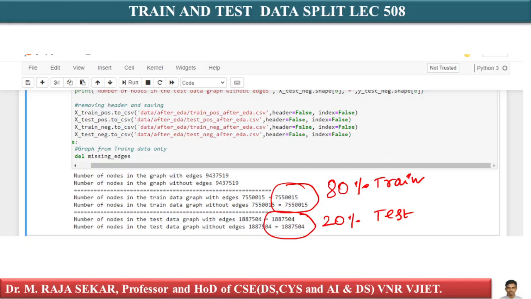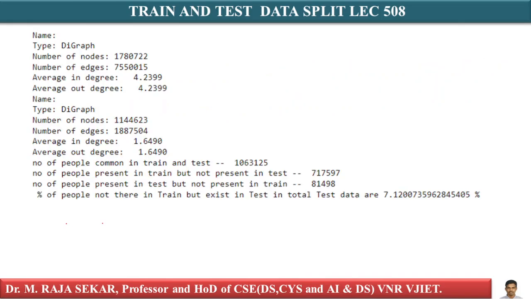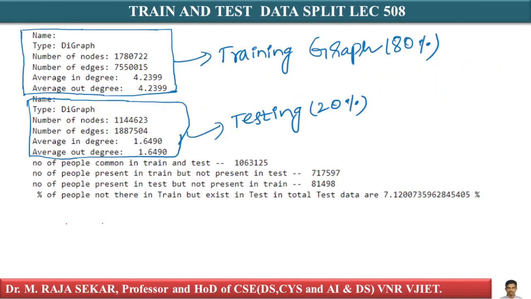So this is the simple summary of the data itself, isn't it? Just see, here you have 80% of train data, 20% of test data. What is the summary here? We only have the source and the destination vertices but no timestamp. Random split is the best we can do. Just see, if you see this summary here, what it says. Just check it out. Here you have your train and test graphs. This is your training graph, isn't it?